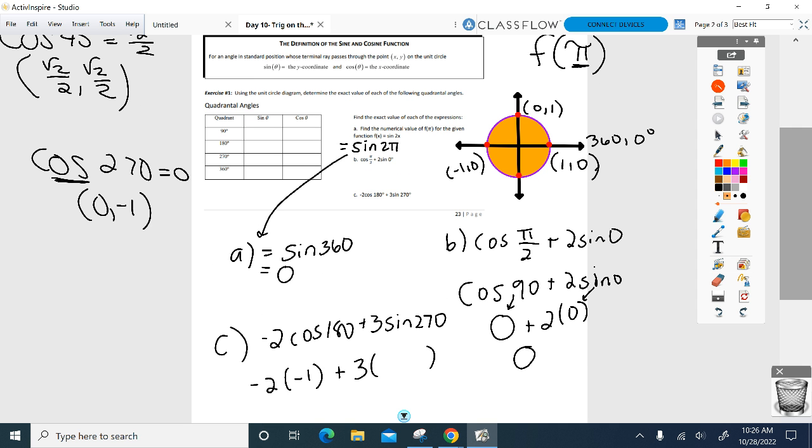That's the only one we haven't done here. 270 was 0, negative 1. And if I'm doing sine, which coordinate do you want again? The y, which is what? Okay, see how this is working now, Jared. Any better? Yeah. All right, good.